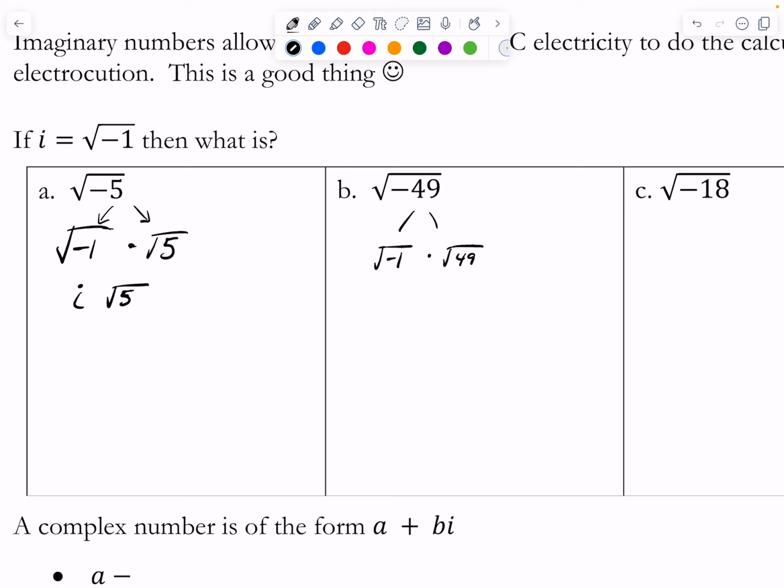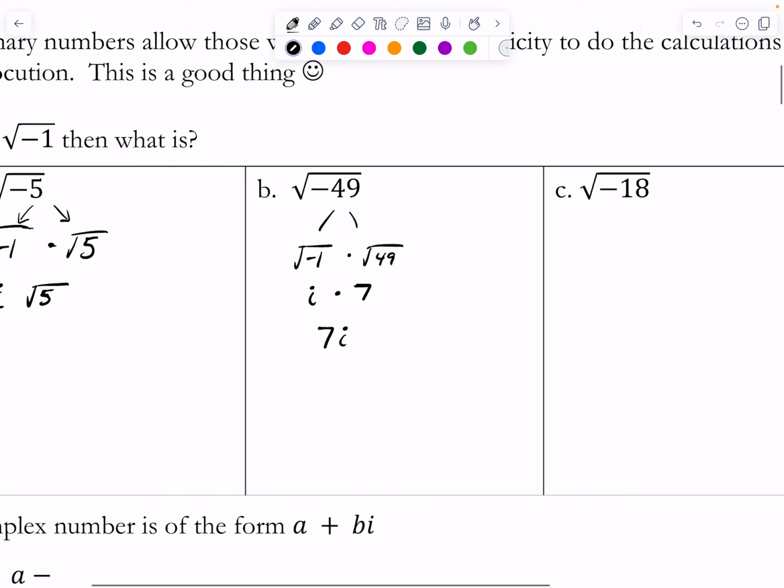Okay? Now with B, if I separate it just like I did before, I get -1 in that radical times 49. Now we do know what the square root of 49 is. That is 7. And if you end up having any values come out of the radical, you're going to write them in front of the imaginary piece i. All right, so we would write 7i for part B.